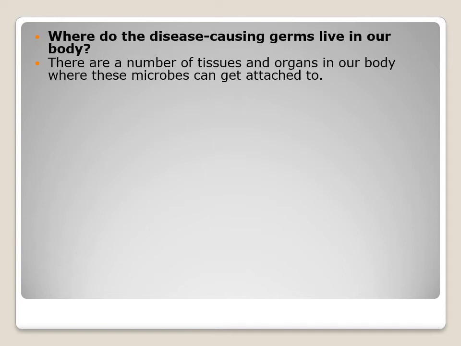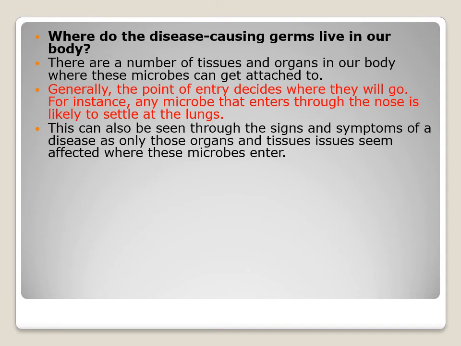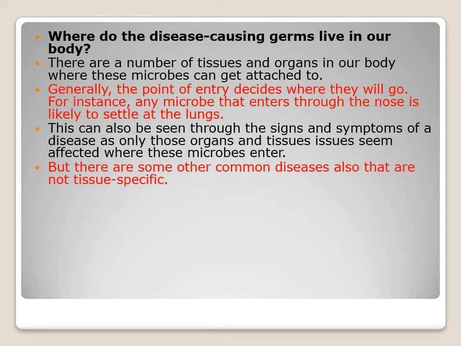Now, let's know where the disease-causing germs live in our body. The pathogens attack the body as they enter through various parts of the body. If they enter through the nose, then they are most likely to settle in the lungs. If they enter through blood, they can get into the liver, lungs, or heart. In these organs where they enter, important signs and symptoms are seen and the diseases can be known from here. But there are other common diseases which are not tissue specific.